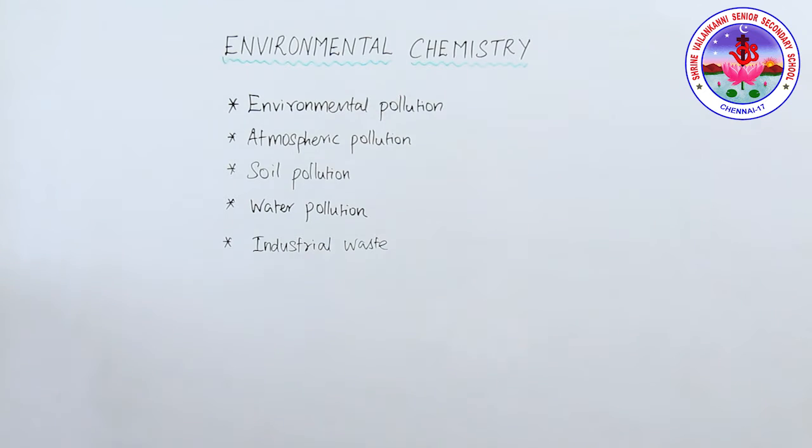Environmental pollution is the effect of undesirable changes in our surroundings that have harmful effects on plants, animals and human beings. A substance which causes pollution is called a pollutant. Pollutants may be solid, liquid or gas. Gas means atmospheric pollution, solid means soil pollution, liquid means water pollution. Even industrial waste also contains these things.